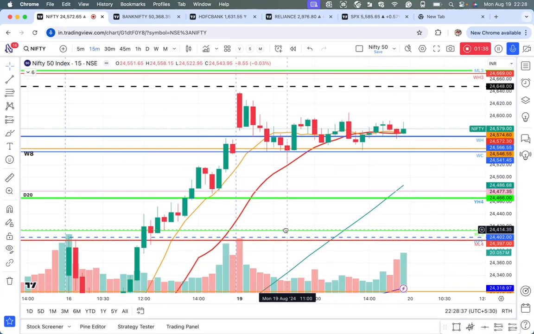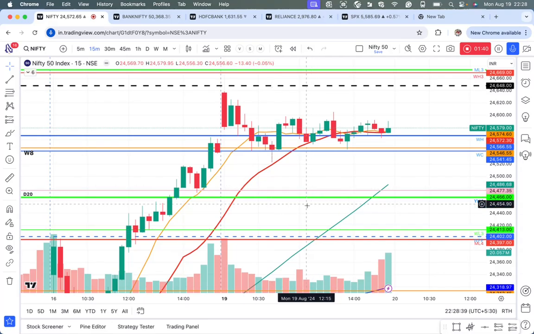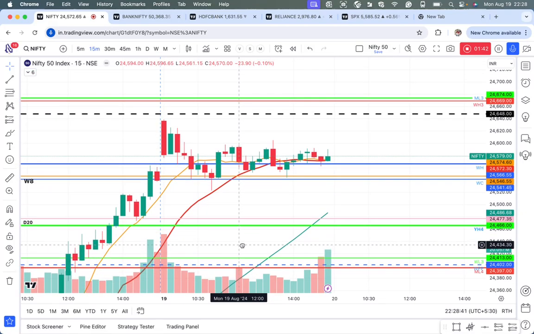So, are bulls back? Now that's the question which we want to identify for today. So before we get into Nifty, let's have a quick look into the global market.